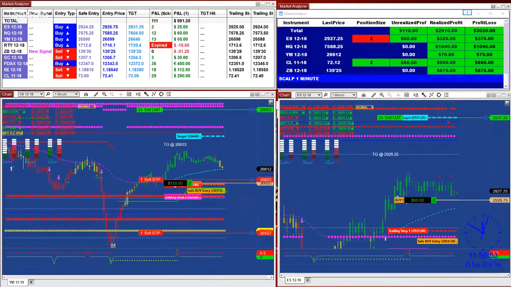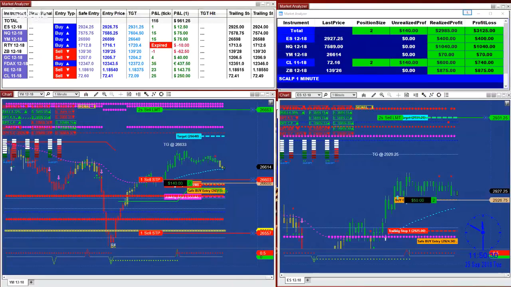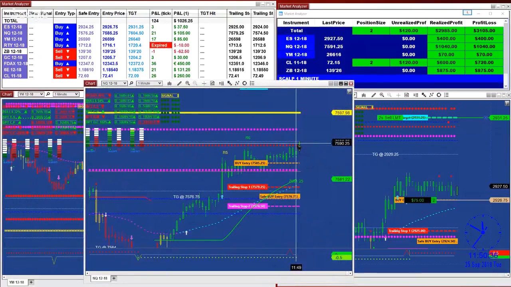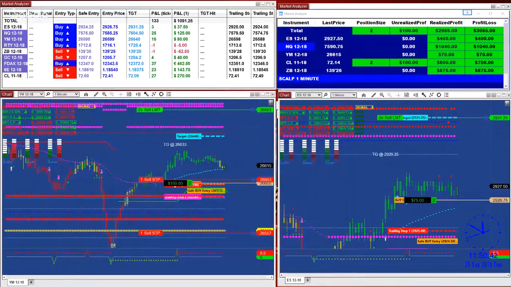Really slow day. Nothing we can do until we see that Nasdaq breaking those areas. There we go. We have broken this area now. There we go. The whole story has changed. Come on, move.